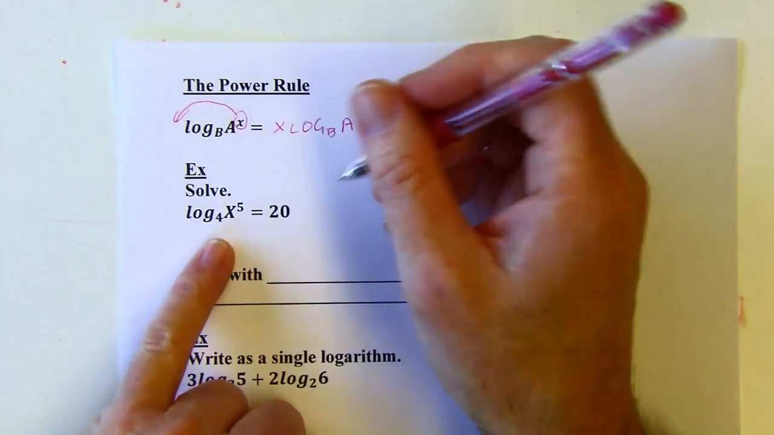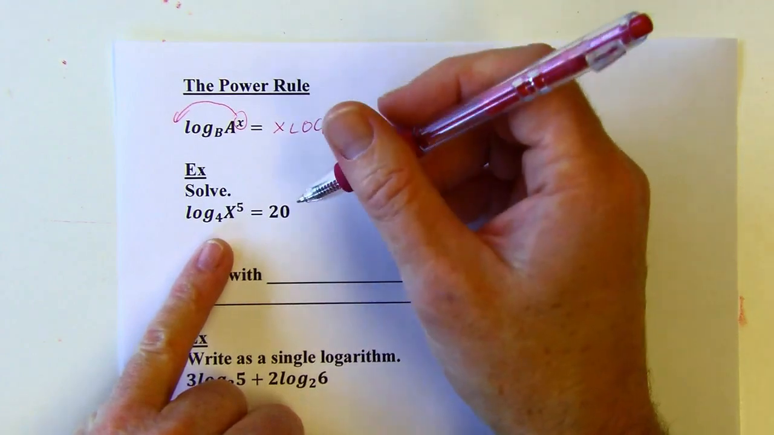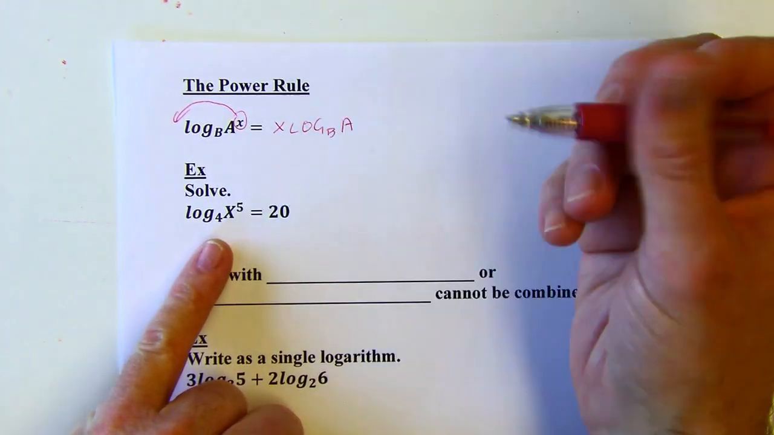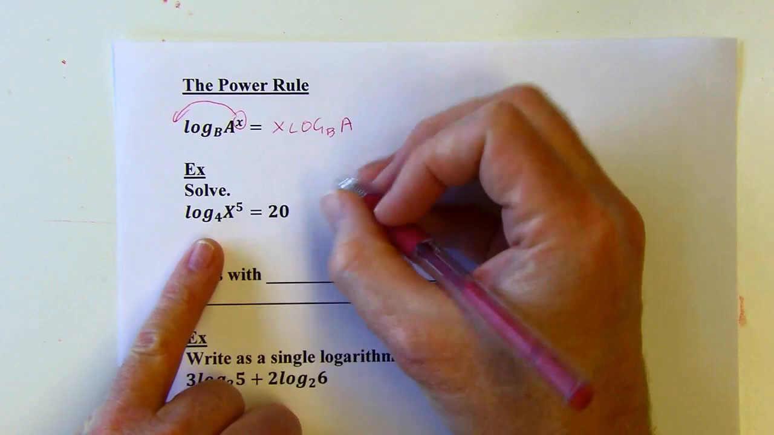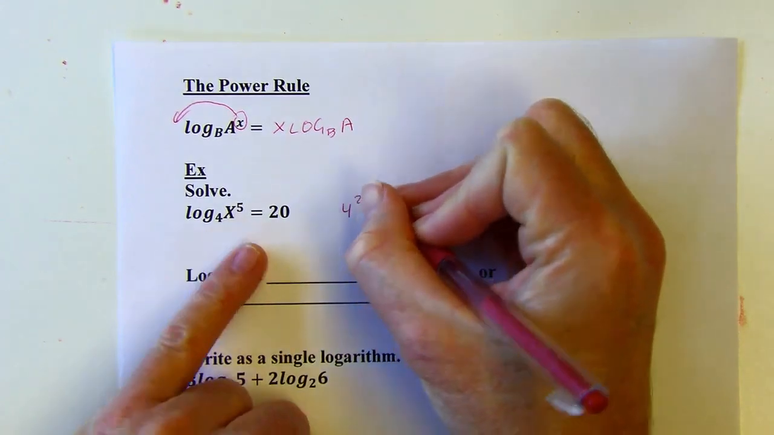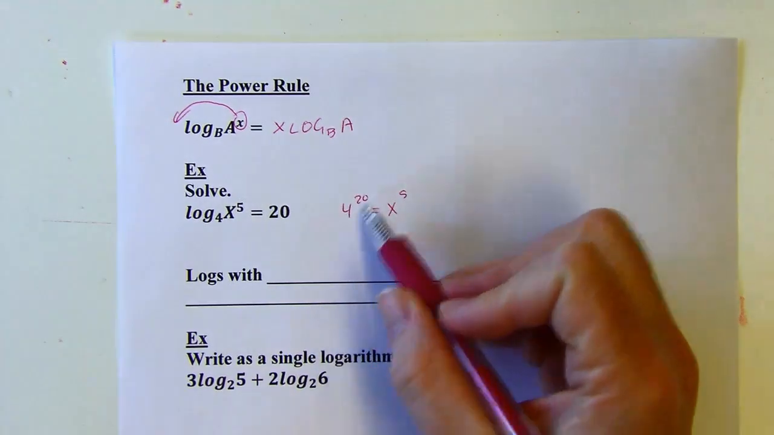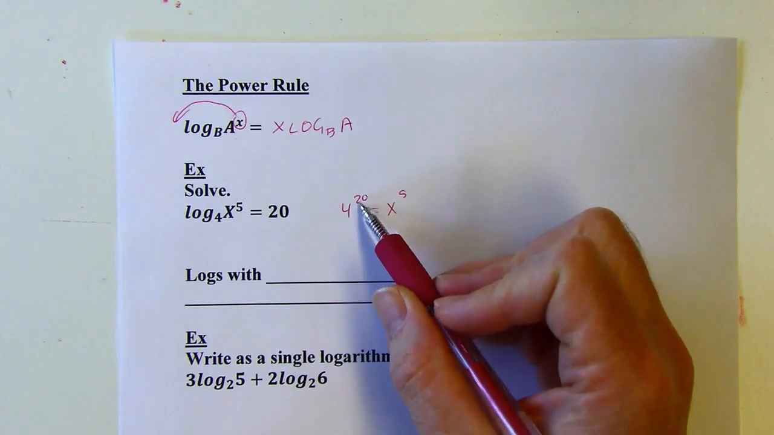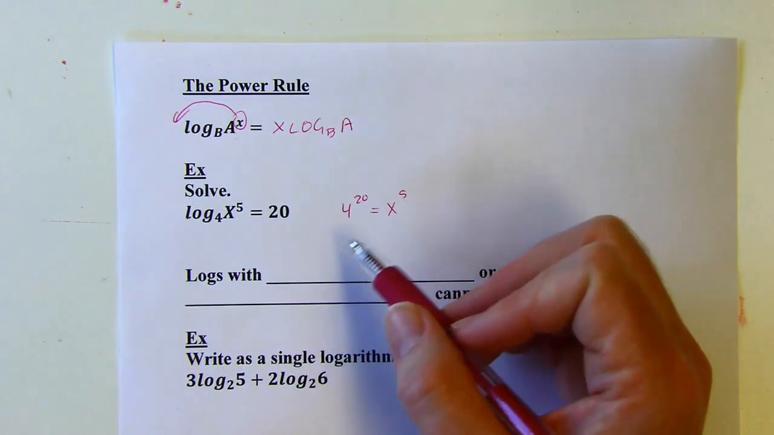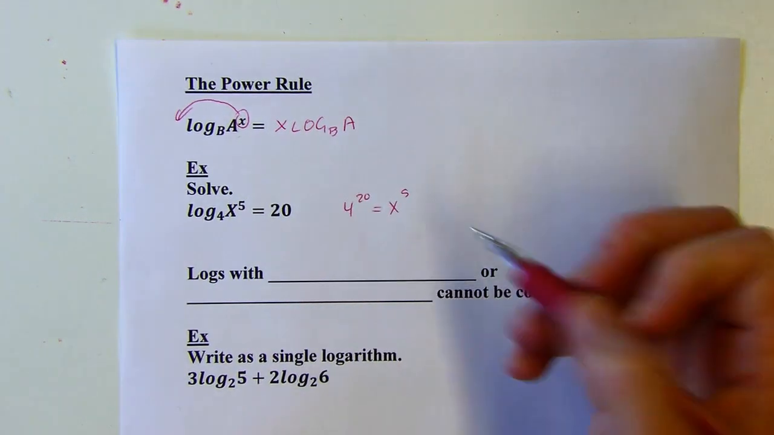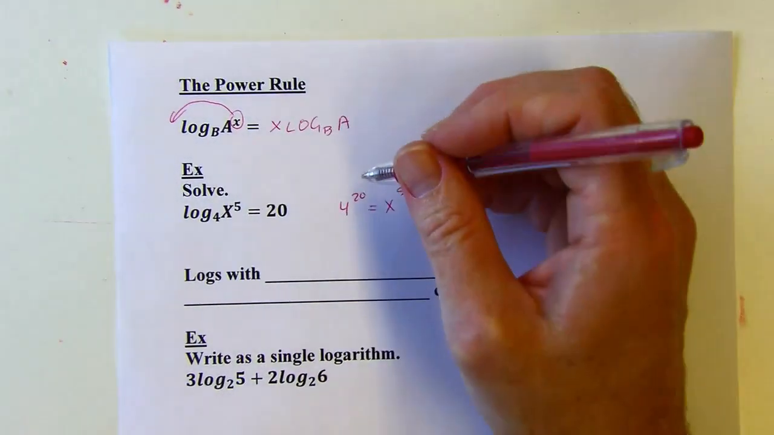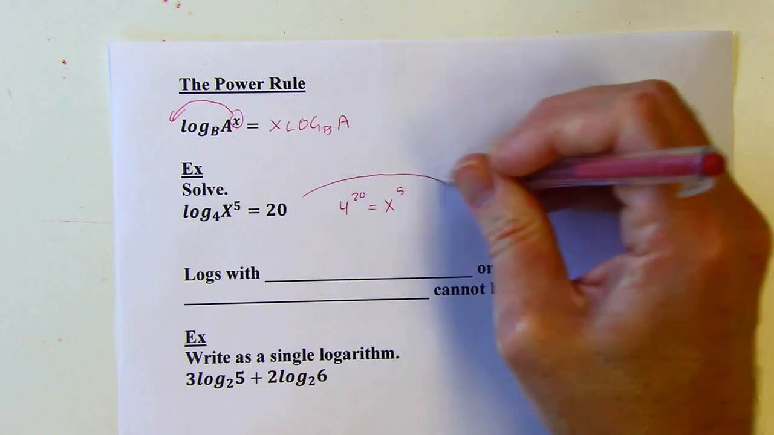Okay, so this next problem, you actually don't need the power rule to solve this for x. You could say, okay, 4 to the 20th is going to equal x to the 5th. And I could definitely solve that. You know, I could take in my calculator 4 raised to the 20th, and then I'd end up taking the 5th root of that. Okay, nothing wrong with that, but this is going to become a little bit easier, quite a lot easier actually, if we use the power rule.